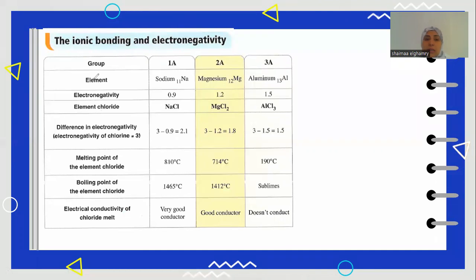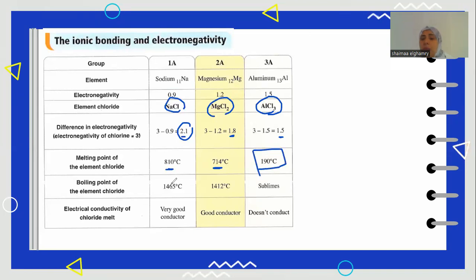As we can see here in sodium chloride, magnesium chloride and aluminum chloride: in sodium chloride, the difference in electronegativity between chlorine and sodium is 2.1. In magnesium chloride, the difference is 1.8. In aluminum chloride, the difference is 1.5. So as you can see, the melting point of sodium chloride is the highest, because it has the greatest difference. The difference in magnesium chloride is less, and in aluminum chloride it is very low.